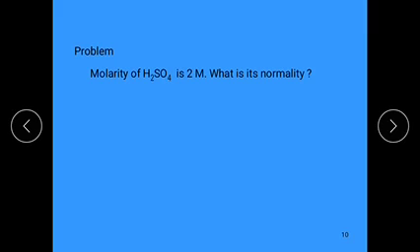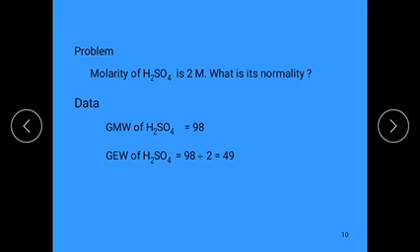And next, we have to discuss one problem on this. Molarity of H2SO4 is 2 molar. What is its normality? The given data is the molarity of the H2SO4 solution is 2M. Its gram molecular weight is 98. The gram equivalent weight of H2SO4 is 98 divided by 2 equal to 49.